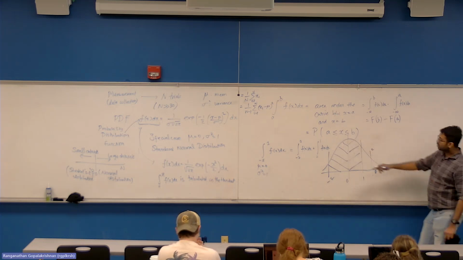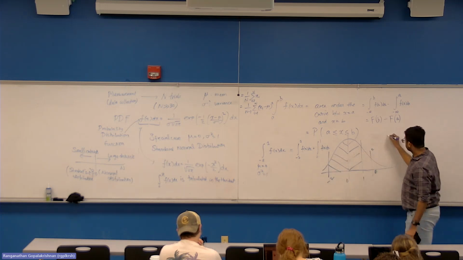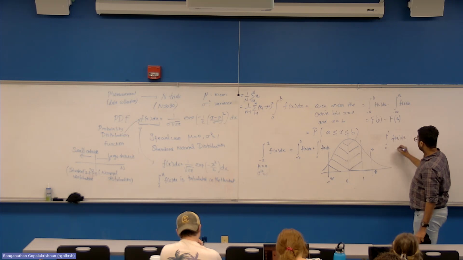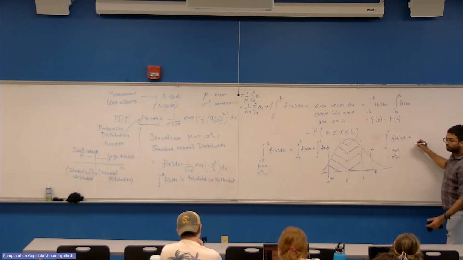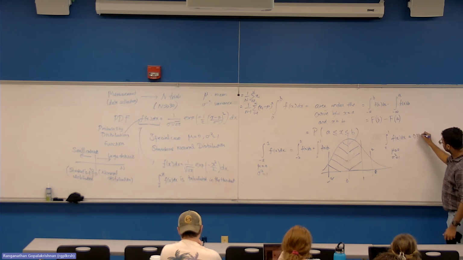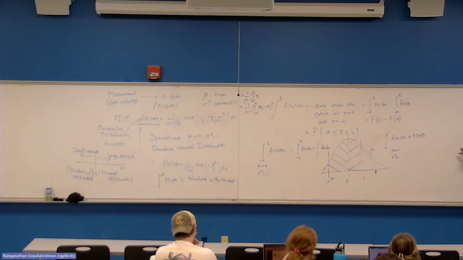Okay, so 0 to 1 is easy. You can look it up from the table. 0 to 1 f of x dx for the standard normal distribution. I even remember this since we did this so many times. This is 0.3413. You can check. Everybody agrees with me that this is 0.3413.